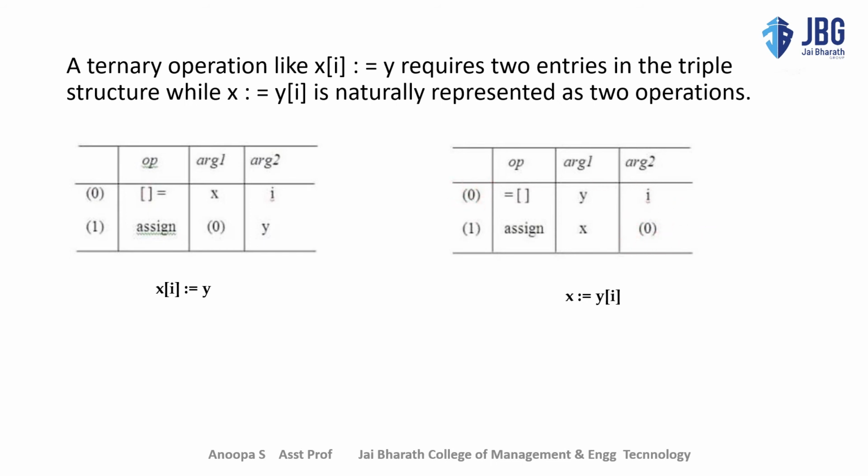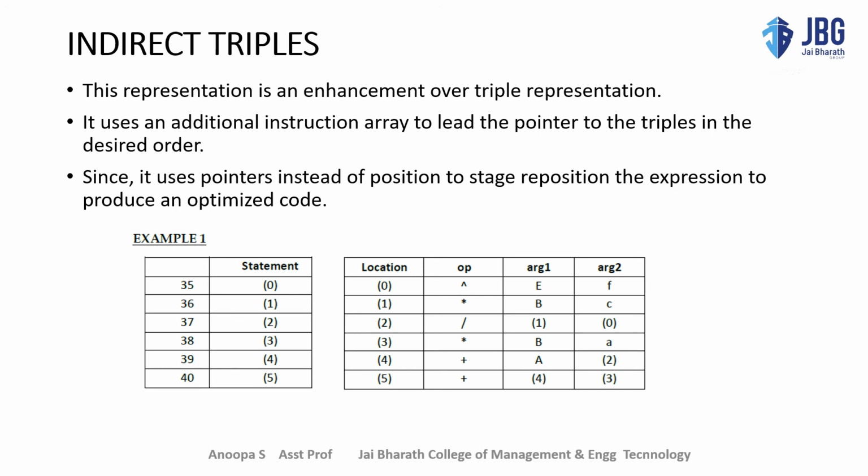This is indirect triples. This is the third form of representation. Indirect triples were introduced in order to overcome the problem with triples. So we will have a particular pointer, and we will give the pointer. If we give the pointer, we will not face the problem in the optimization phase.